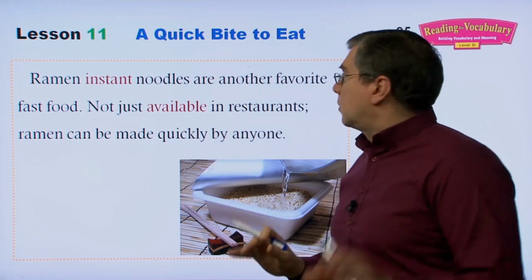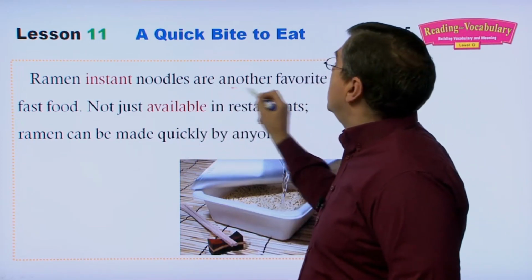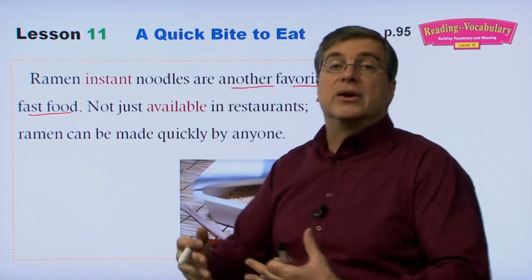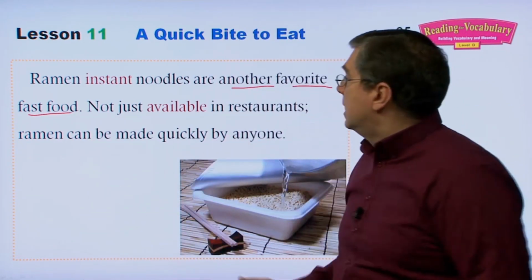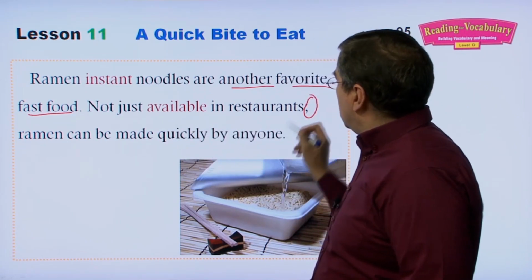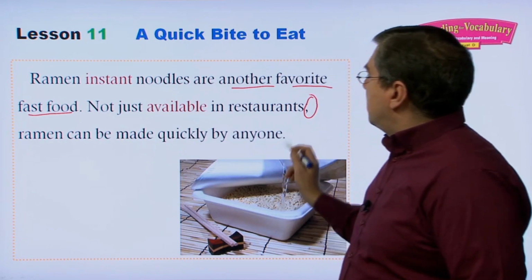Okay, so now we're talking about ramen. Ramen instant noodles are another favorite fast food. A good way to introduce a new subject: another fast food is ramen. Not just available in restaurants. Then they use a semicolon here. Ramen can be made quickly by anyone.